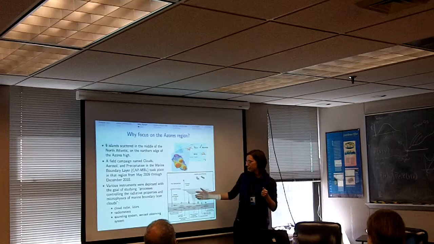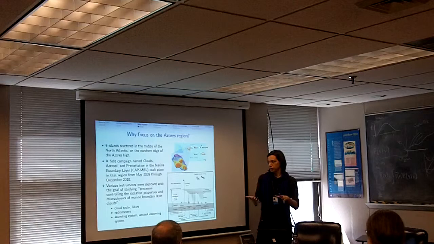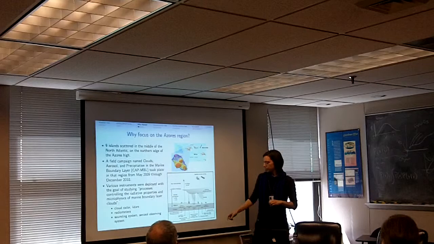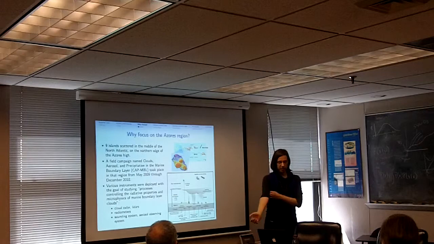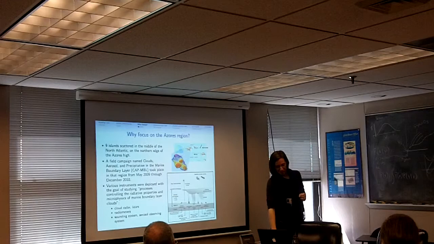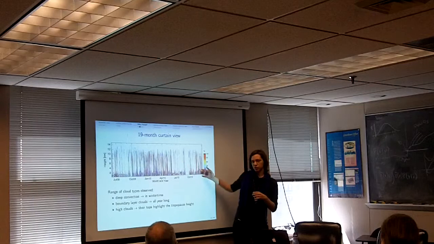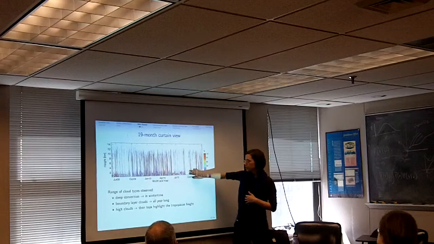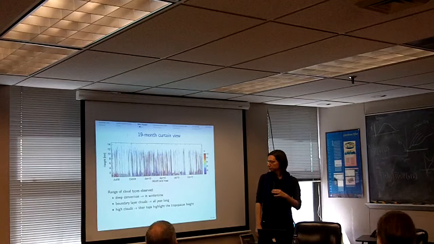And there was a deployment of various instruments to study processes controlling the radiative properties and microphysics of marine boundary layer clouds. So they were really focusing on the boundary layers. We have radars profiling the clouds and lidars to find where there is liquid, radiometers to look at the liquid and water vapor, the irradiances, and many other things. Just a teaser, this is a 19-month view of the clouds that occur in the Azores, from the radar perspective. This is height, so there are a lot of low-level clouds, but some deep intrusions from the systems during wintertime.